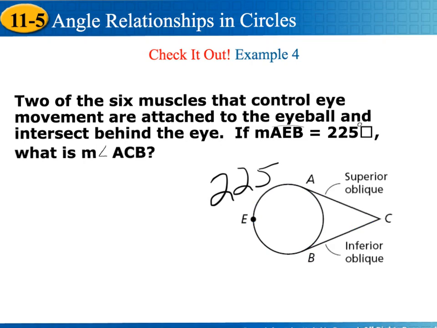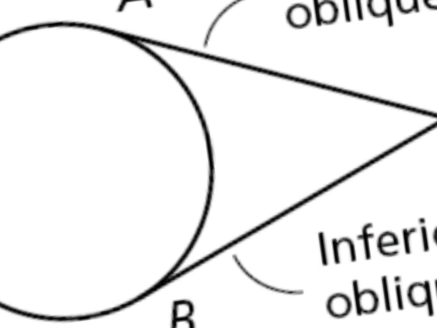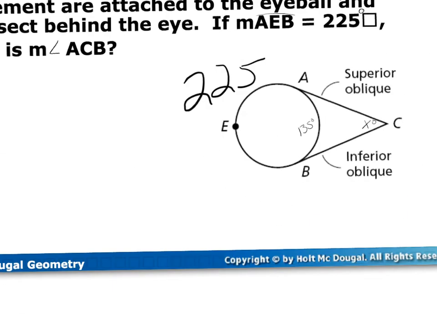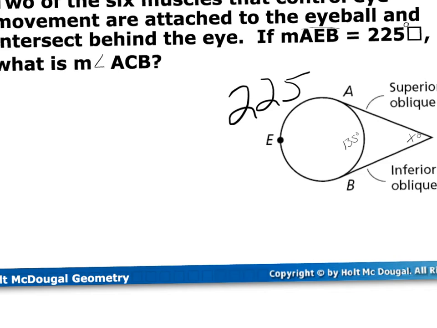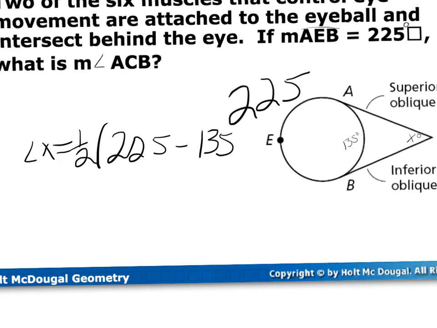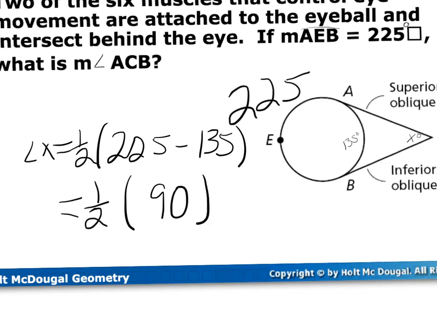So I'm going to zoom in and write in 135 degrees. Over here is going to be our x degrees. All right, so again, it's just reading the problem, making sense of it, and then just putting it in the equation. So angle X equals half the big arc minus the small arc. Equals 1/2 of 90. So the measure of angle X equals 45 degrees.